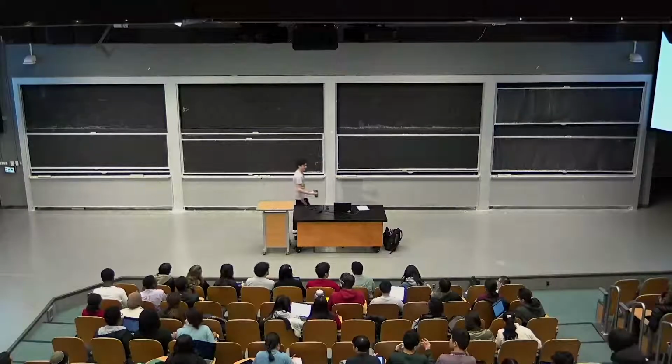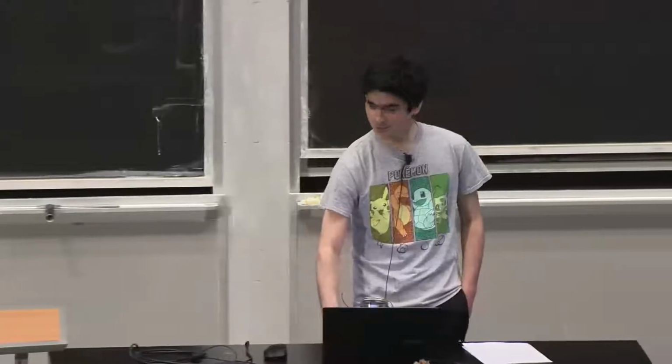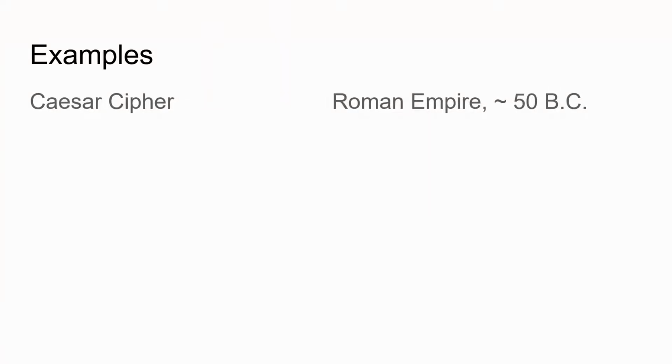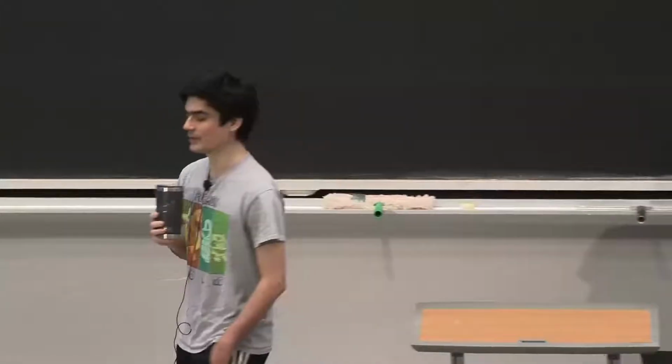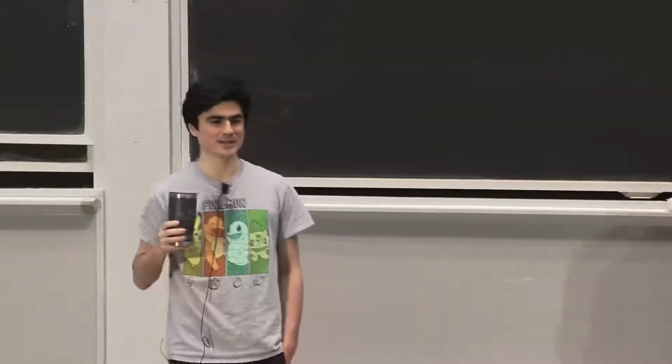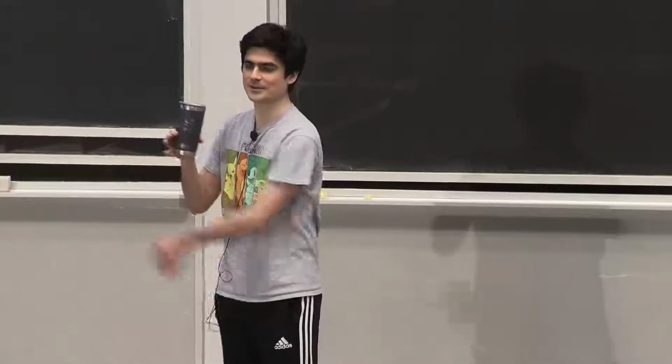Yeah, the Caesar cipher. So what was the Caesar cipher? How do you encrypt a message? Okay, so the answer was you offset every letter in the message by n letters after it.